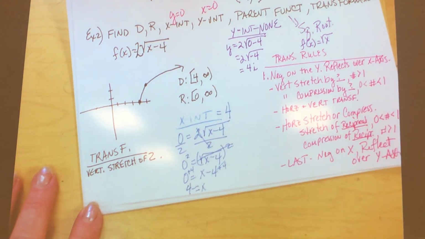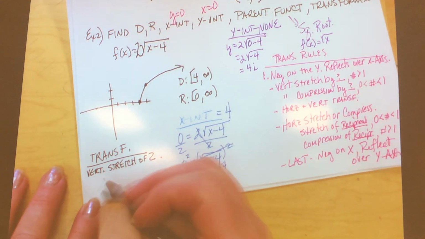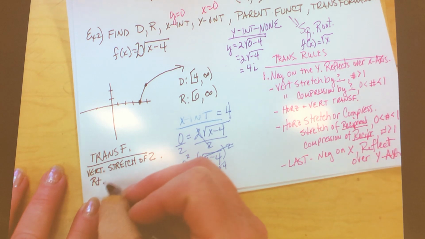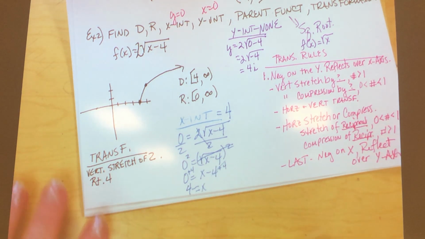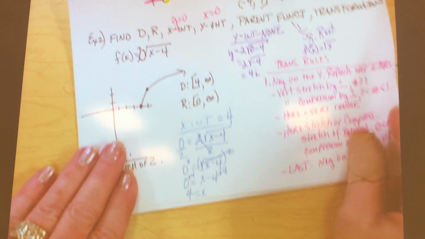Does he move left or right? Yes. Where does he go? Right 4, okay? Does he have any horizontal stretches or compressions? No. Does he have a negative on the X? No. So those are all my transformations. Okay? Now, let's talk for just 1 second and then we'll do the next step.